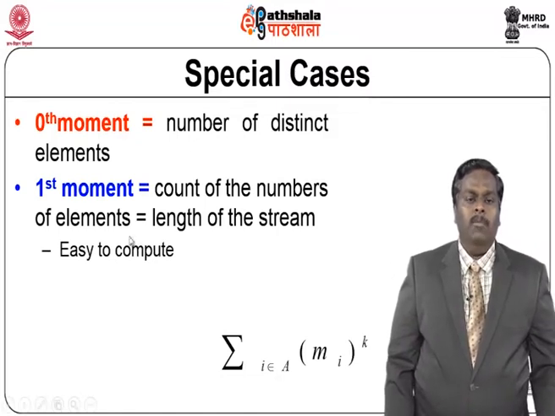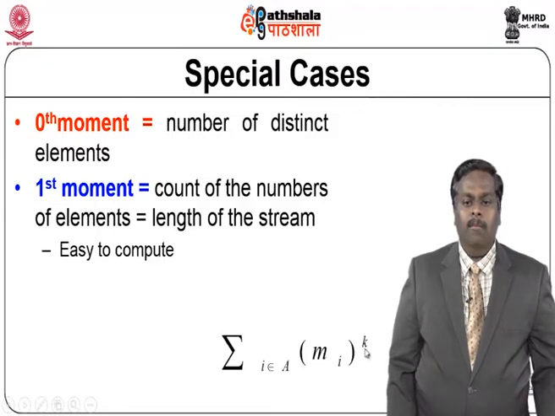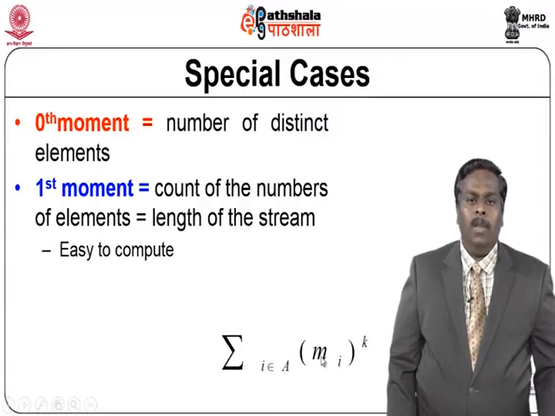Next, let us understand what is the first moment. When we are trying to calculate the first moment, k will be equal to 1. When k is equal to 1, the number of times a particular item has occurred, indicated by the notation m_i, is raised to the power of 1, which is nothing but the total number of elements or the length of the stream.